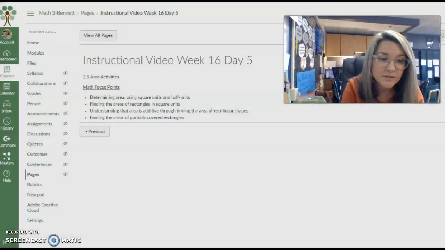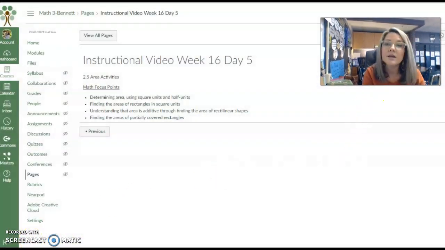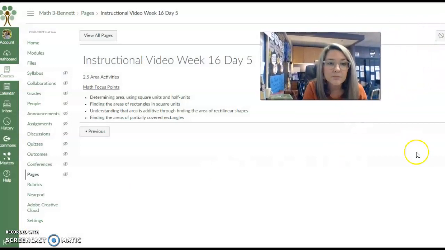All right, my third grade mathematicians, today we're going to continue our discussion of area, and not only are we going to be looking at areas of rectangles like we have been, but we're going to be looking at area of rectilinear shapes, and we'll talk about that when we get into our work. But first I want to read our math focus points for the day. So today we are going to be determining area using square units and half units.